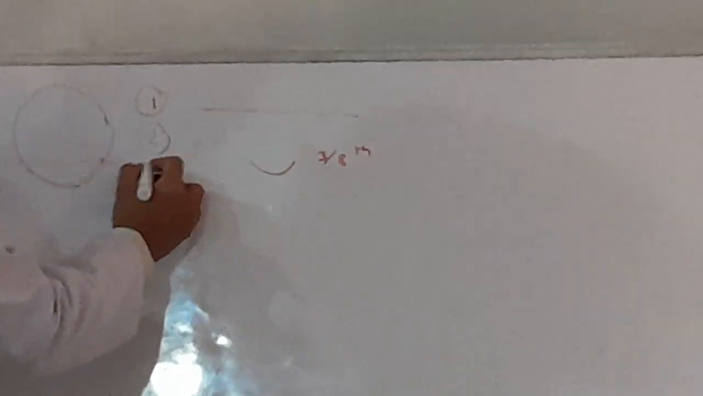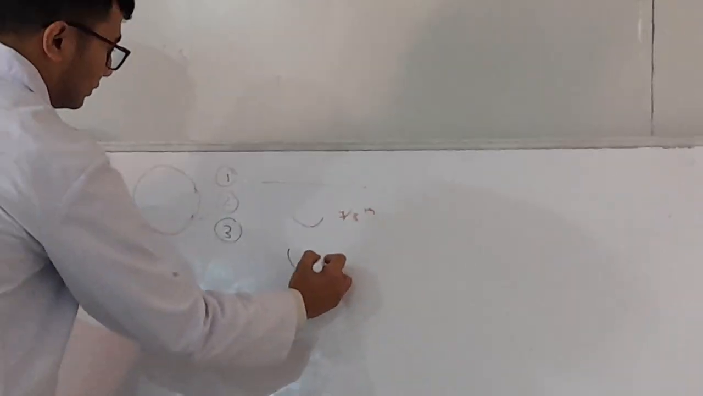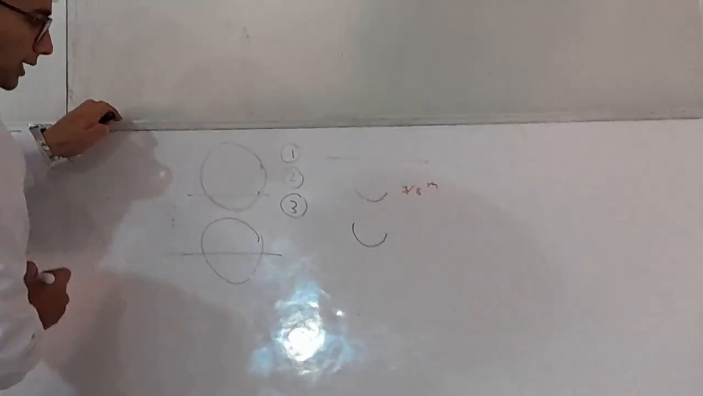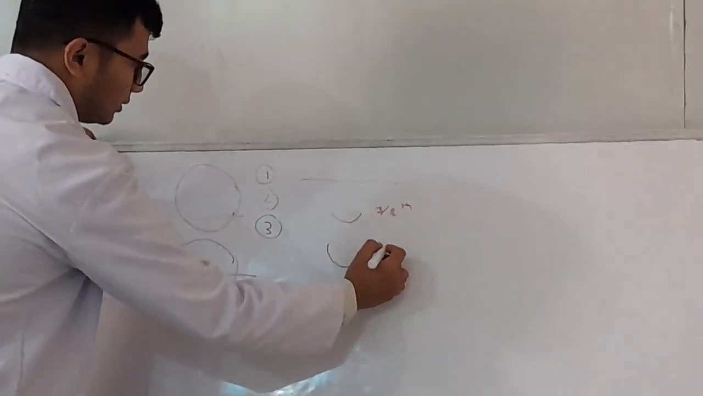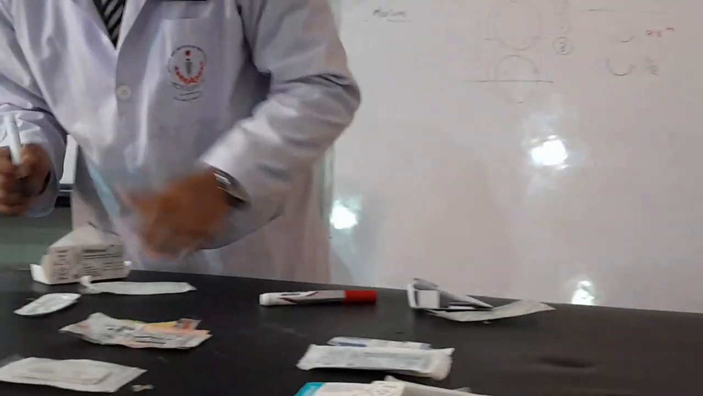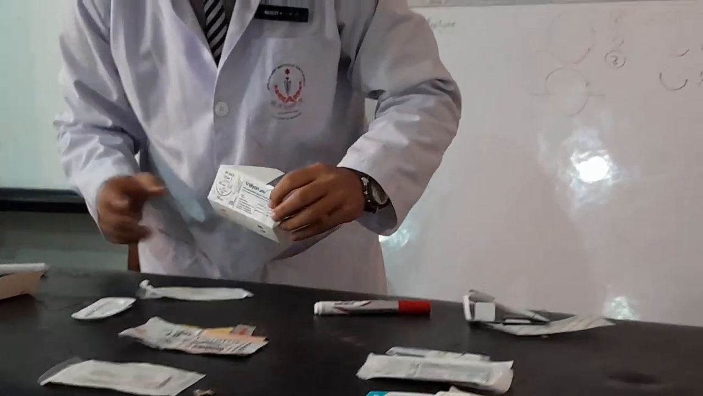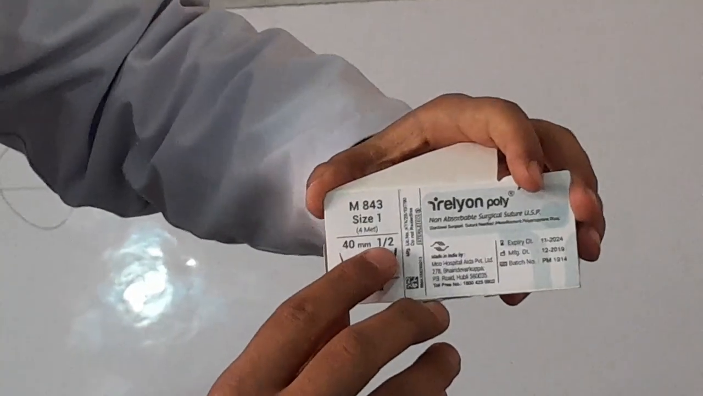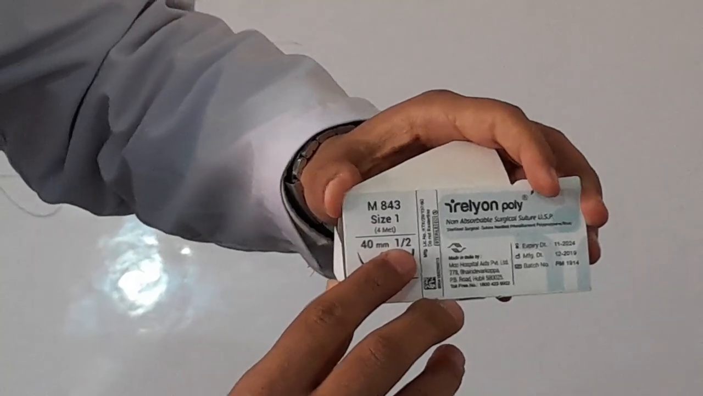Another common type of suture needle is the half circle. Suppose this is a circle and you cut it in half, so this is one half of a circle. You can see here we have another suture material. You see here, it is given 1/2. So it is semi-arc in nature.